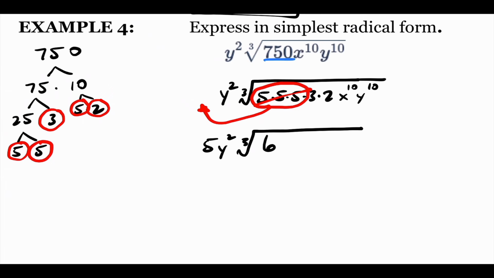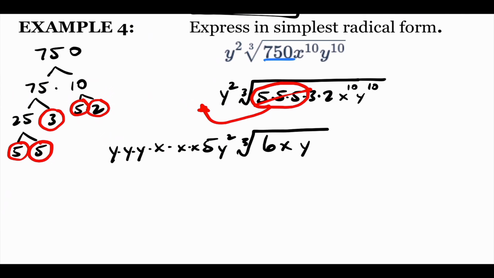X to the 10th. Again, you can write x times x times x times x. That's okay, that'll work, but let's try to use the shortcut. How many triples is x to the 10th going to have? 3. How many x's are going to be left over after I take out those 3 triples? 1. Y to the 10th is the same thing. It's going to have 3 triples, and it's going to have 1 left over, right?